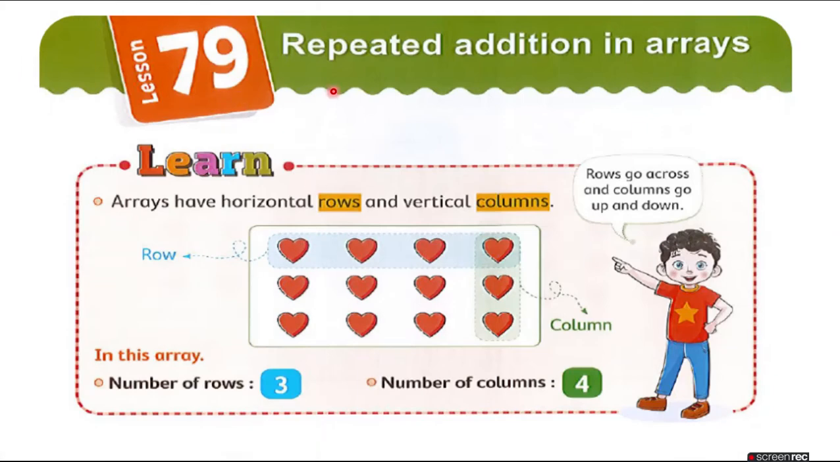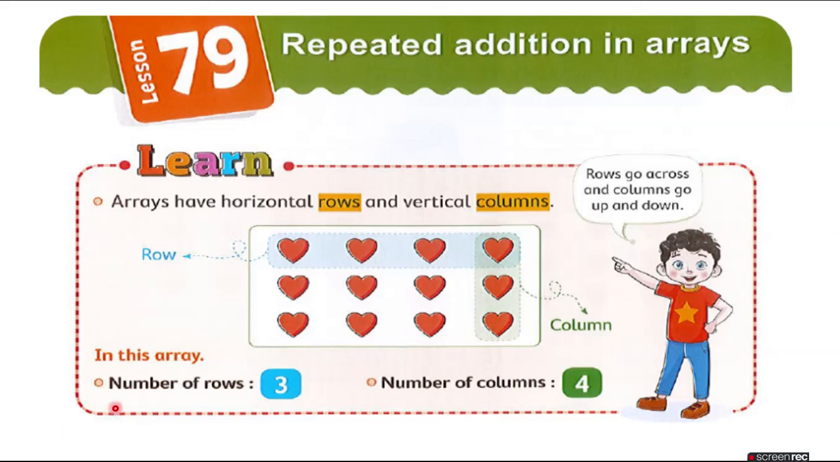Lesson 79, repeated addition in arrays. Arrays have horizontal rows. Horizontal rows means go right and left. And vertical columns means go up and down. يبقى تاني, horizontal rows means go right and left. But vertical columns means go up and down, like this.